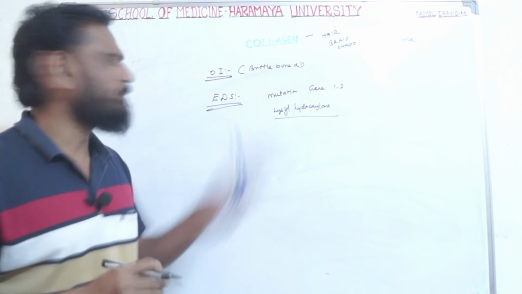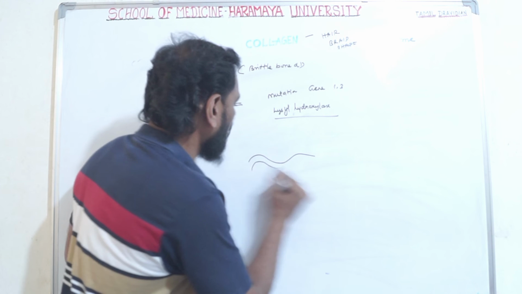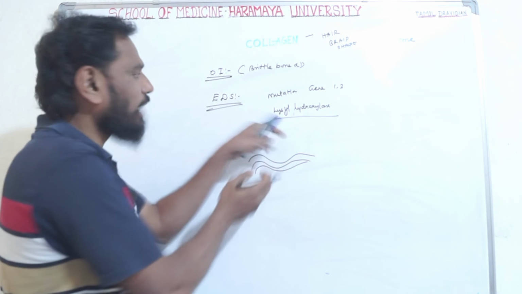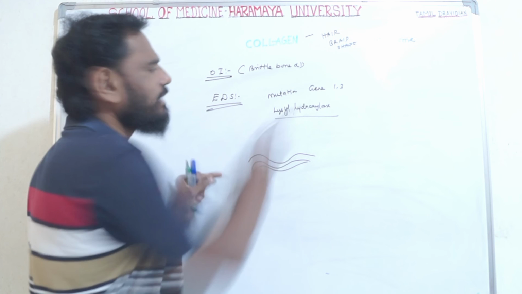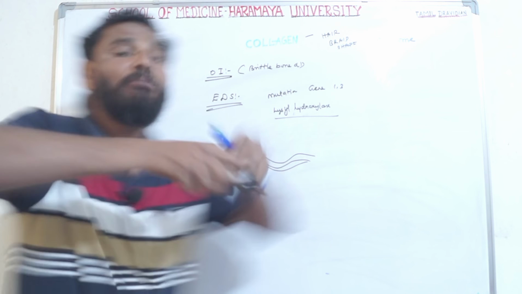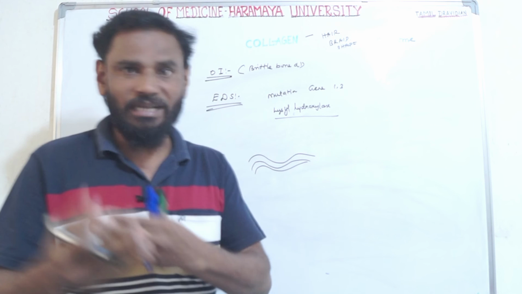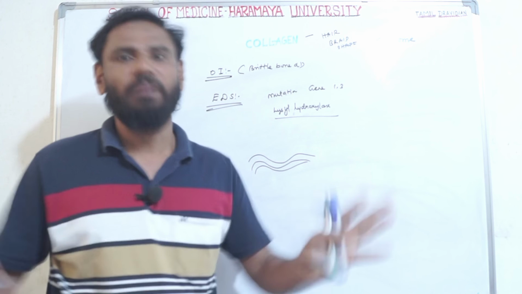Then what will happen? These enzymes are absent means what will happen? The collagen will be like this shape, because hydroxylase means it can interconnect. But here the hydroxylase enzyme is absent. Then what will happen? Hypermobility, hyperextensibility, or sometimes rupture of our vessels is also possible. That is called Ehlers-Danlos syndrome.